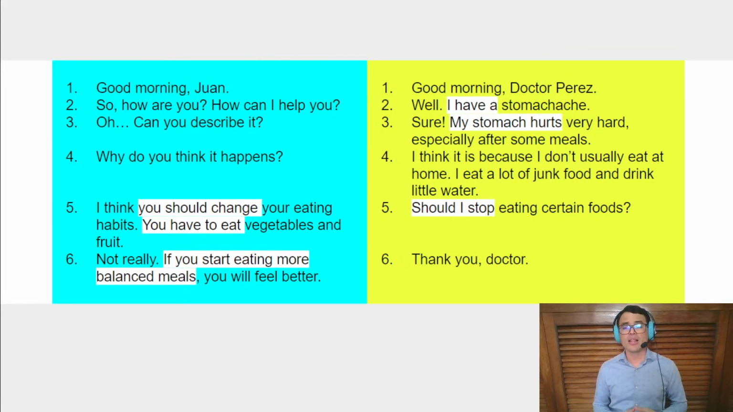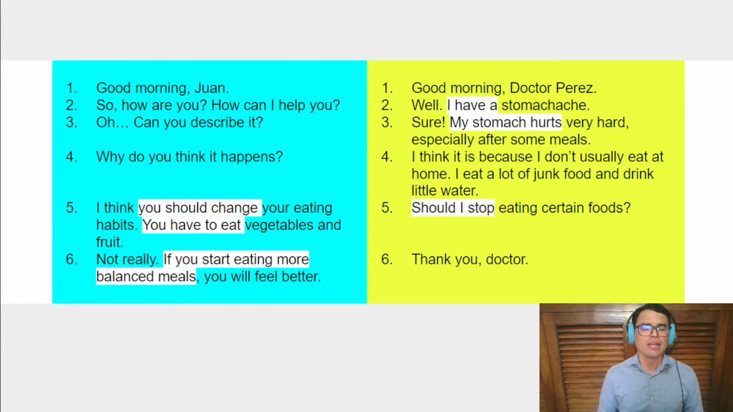Yellow, 2. Well, I have a stomach ache. Light blue, 3. Oh, can you describe it? Yellow, 3. Sure, my stomach hurts very hard, especially after some meals. Light blue, 4. Why do you think it happens? Yellow, 4. I think it is because I don't usually eat at home. I eat a lot of junk food and drink little water.